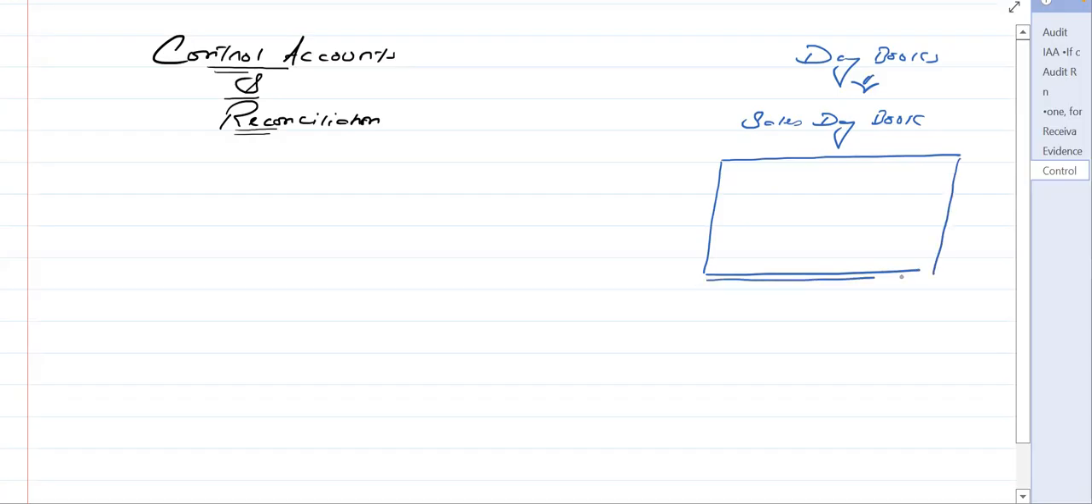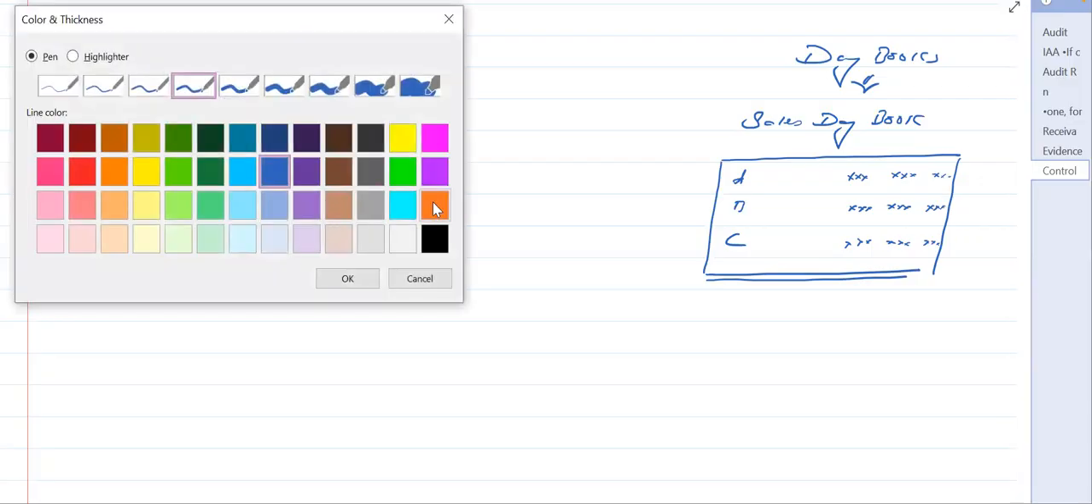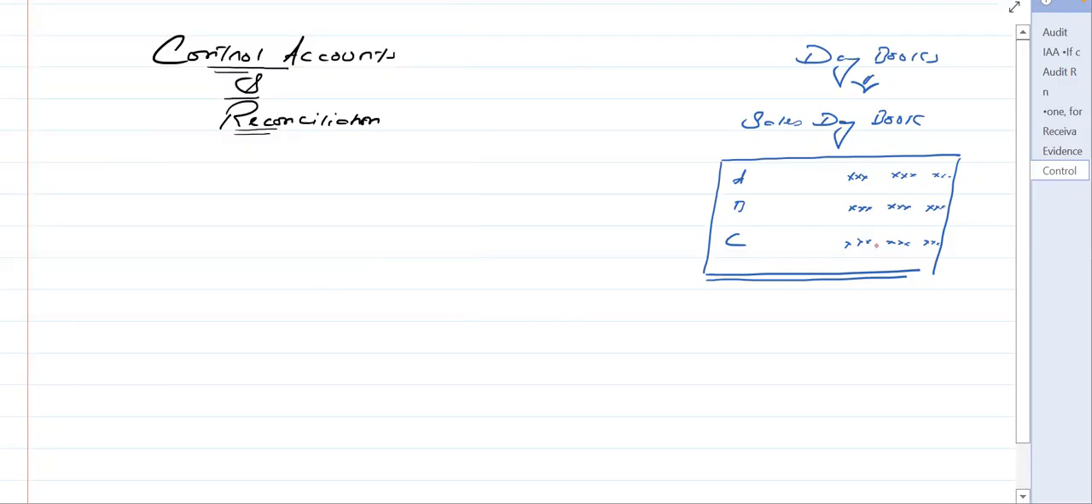So the general format is, for example, you have the customers like A, B, C, and then we have the descriptions. And then we have some amounts, which is net of VAT. VAT is not included in that particular amount. And then we have the value added tax. And then we have the total amount, which includes the VAT and the sales. So this is the simple format of the sales day book.